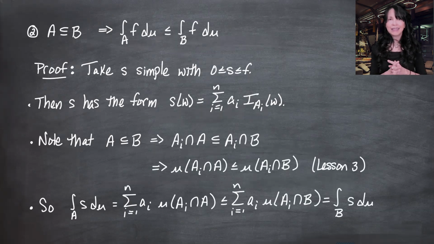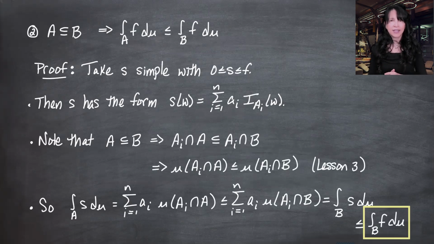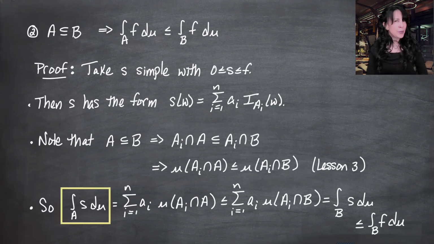And this is going to be less than or equal to the integral of f d mu over B, because this is defined as a supremum of terms like this. So using this whole line here, we see that the integral of f d mu over B is an upper bound for terms like this for any simple s between 0 and f.